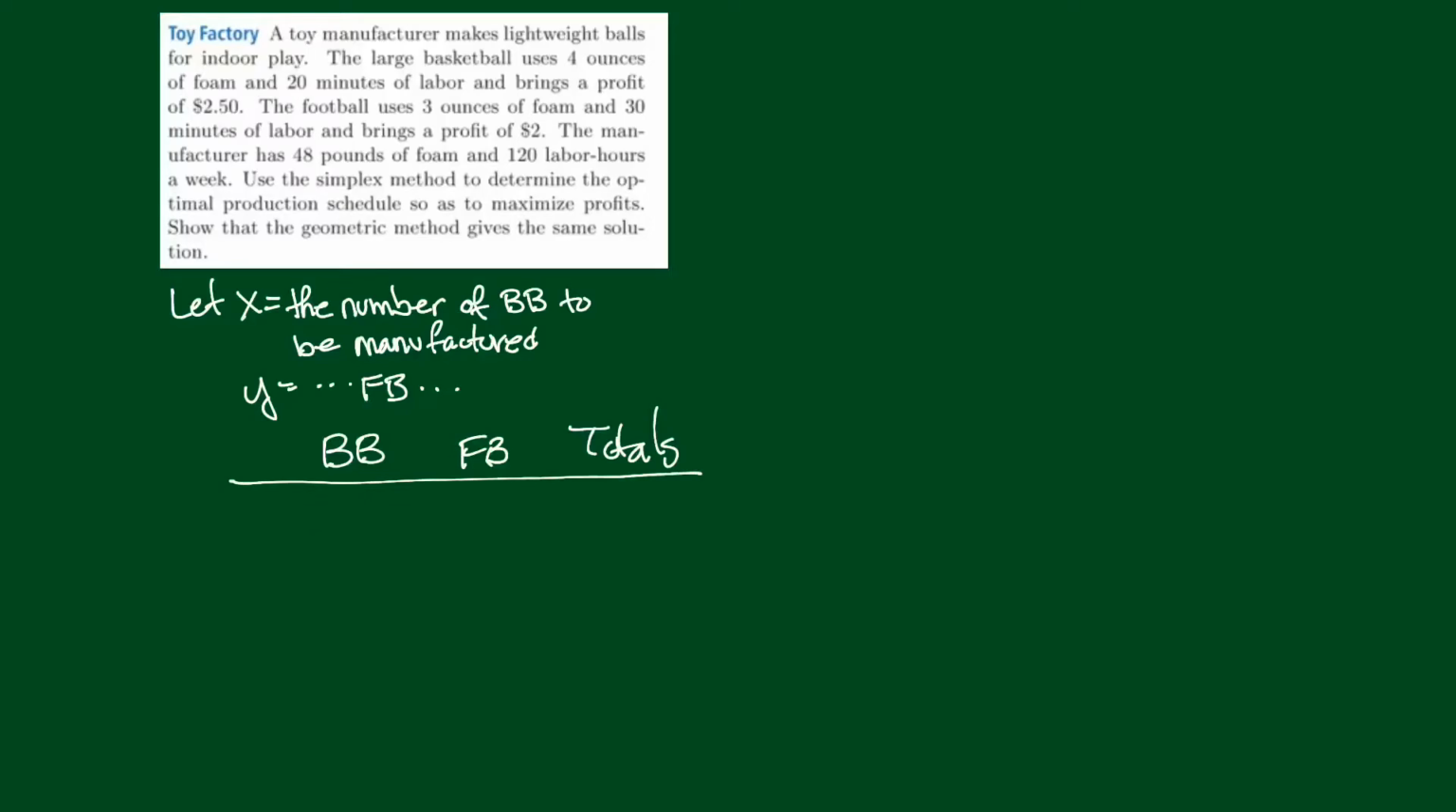Now, what about the characteristics? The characteristics we put down as our rows. What characteristics do we have? It says a basketball uses, so what do we have? We have foam, and we have labor, and we have a profit. And then the same thing for football. Foam, ounces of foam, labor, and profit. So let's put down foam, labor, and profit. I'll separate these off.